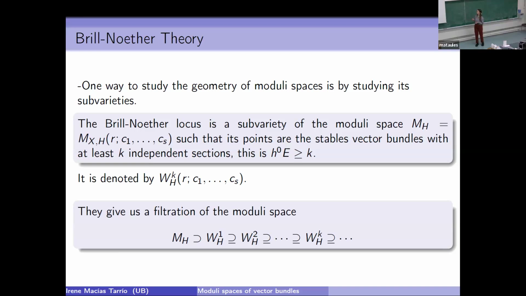These varieties depend on the cohomology of the vector bundles. If the cohomology of the vector bundle has dimension greater than or equal to some number, we say that the vector bundle is in this subvariety. So the subvarieties, the Brill-Noether loci, are the ones whose points are stable vector bundles with cohomology dimension greater than or equal to that number.